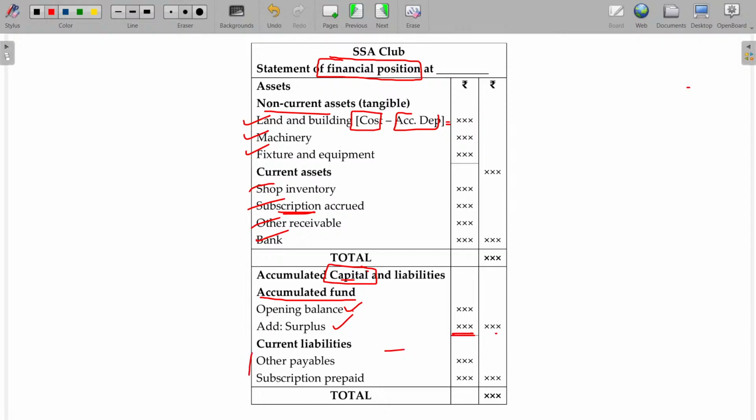Apart from that, we have the current liabilities also. So you need not spare extra time to understand this additionally, but you can link it directly with your financial statement preparation. Clear?